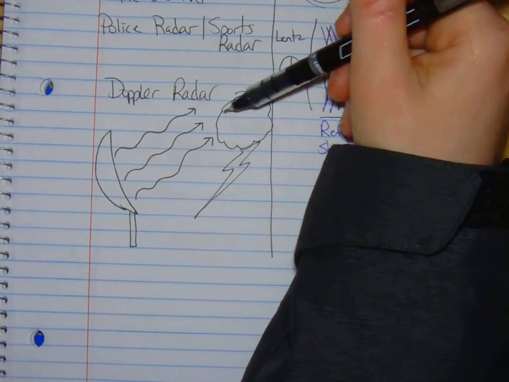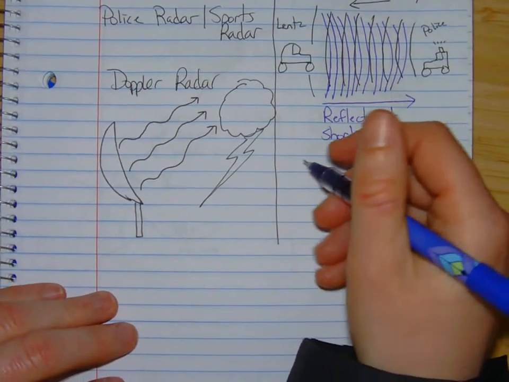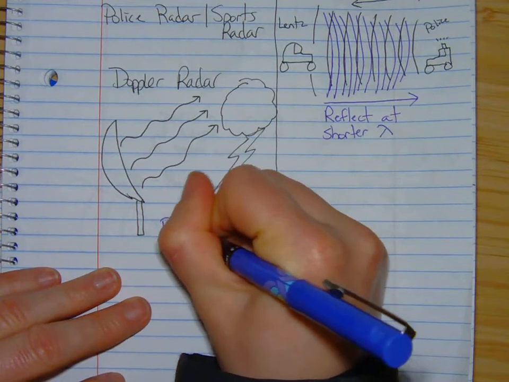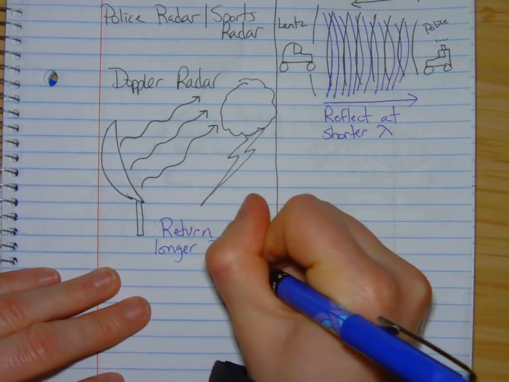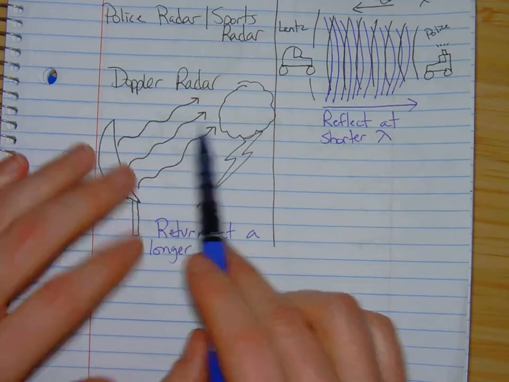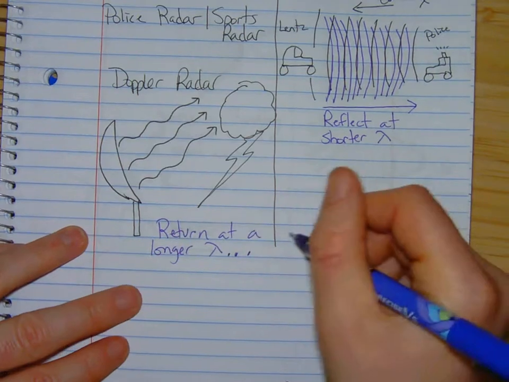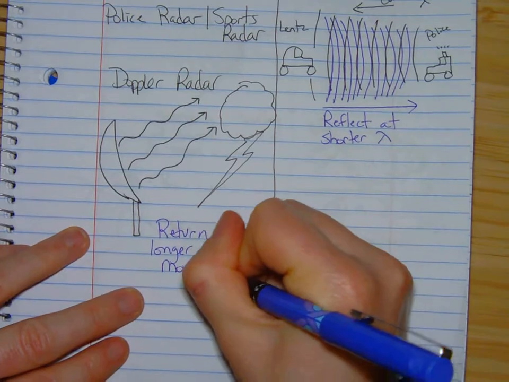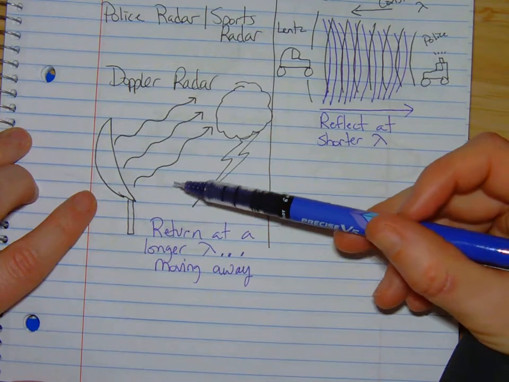But all right, let's say when these waves hit the cloud, they're going to come back, but let's say that they return at a longer wavelength. So the waves that return back to this dish actually have longer distances between crest to crest or trough to trough. That means, yes, there is a storm up there, but that storm or that front or that cloud, whatever, must be moving away from this site.